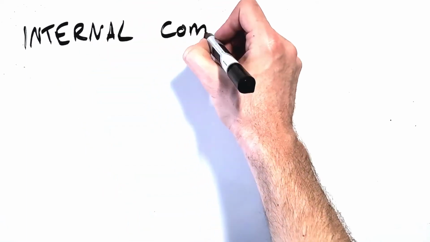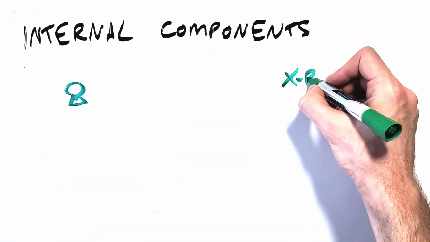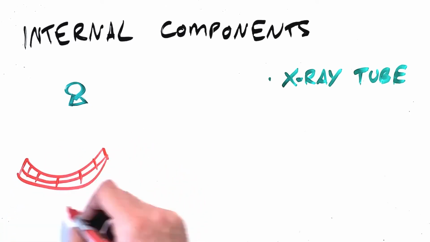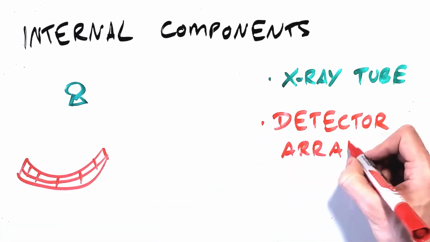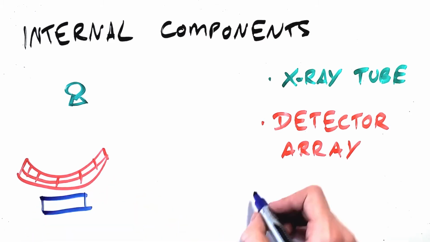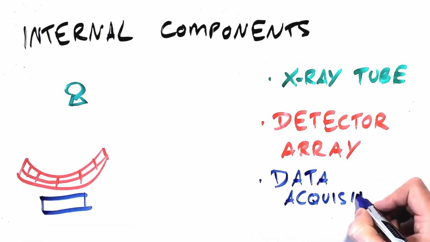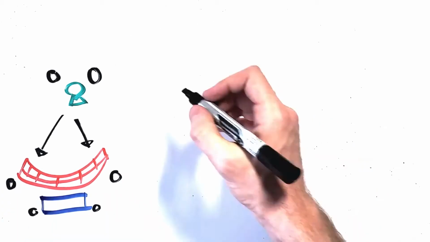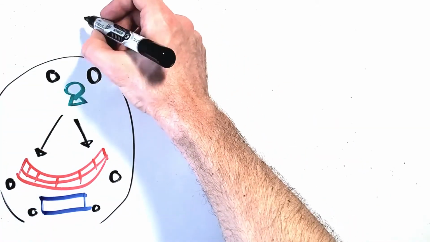On the inside of the scanner is the X-ray tube which generates X-rays, the detector array which detects the X-rays transmitted through the patient, and the data acquisition system which receives data from the detectors and communicates that data to the scan computer. Also housed throughout the inside of the gantry are a technology called slip rings.